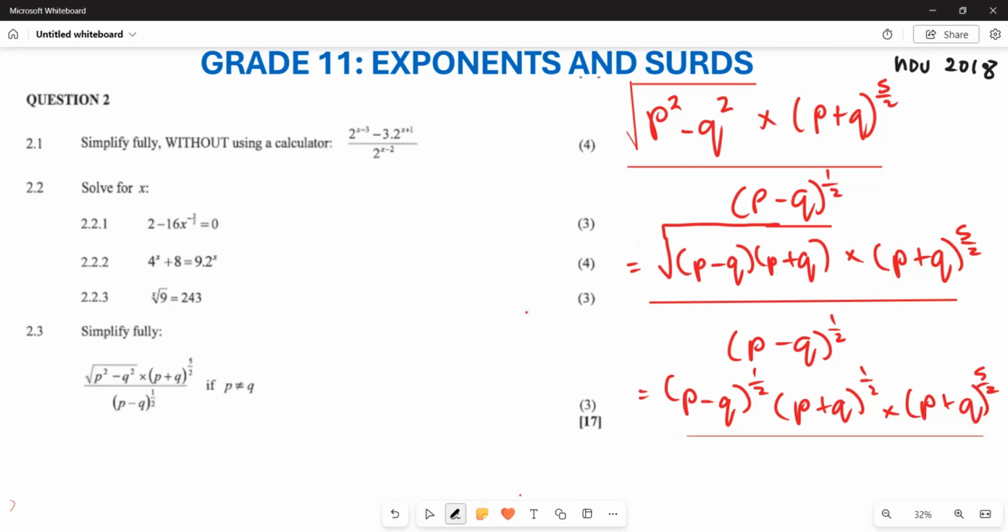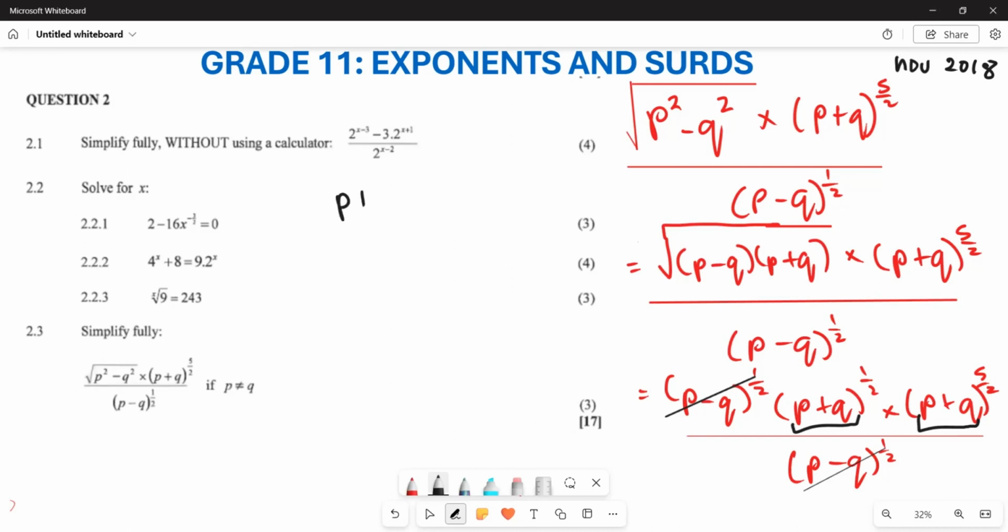what we are dividing by here: (p subtract q) to the power of 1 over 2. Now, I want you to look at the denominator and the numerator and see whether you see something common. Yes, these brackets are going to be the same, so they are going to cancel each other. Now look at these: they have the same base, (p plus q) to the power of 1 over 2 and (p plus q), right?